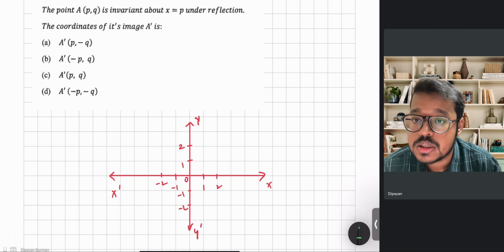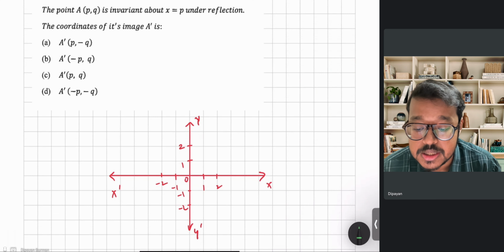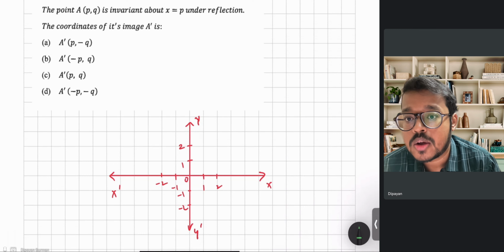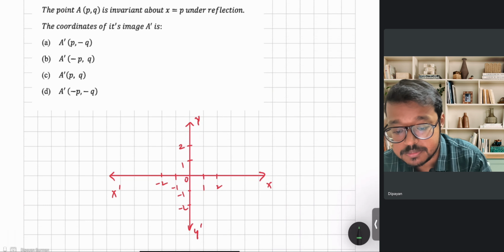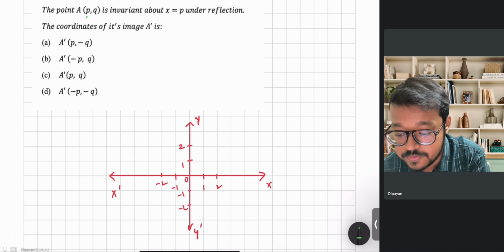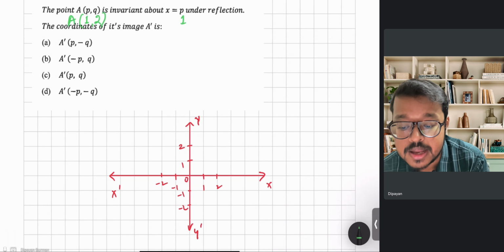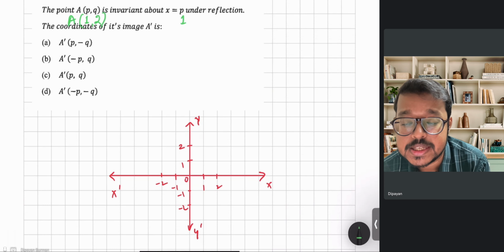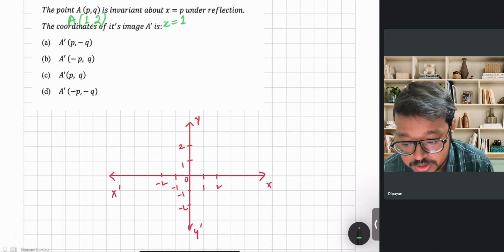Moving ahead to the next question, it's again about invariant points. So a point A (p, q) is invariant about x = p under reflection. The coordinate of its image A dash is which of the following? Now here p and q are not given, you can assume some values just for convenience. Let's imagine that p value is 1 and q value is 2. So let's say I have a point A (1, 2) and point A (1, 2) is invariant about the line x = 1 under reflection. So how does that look like?